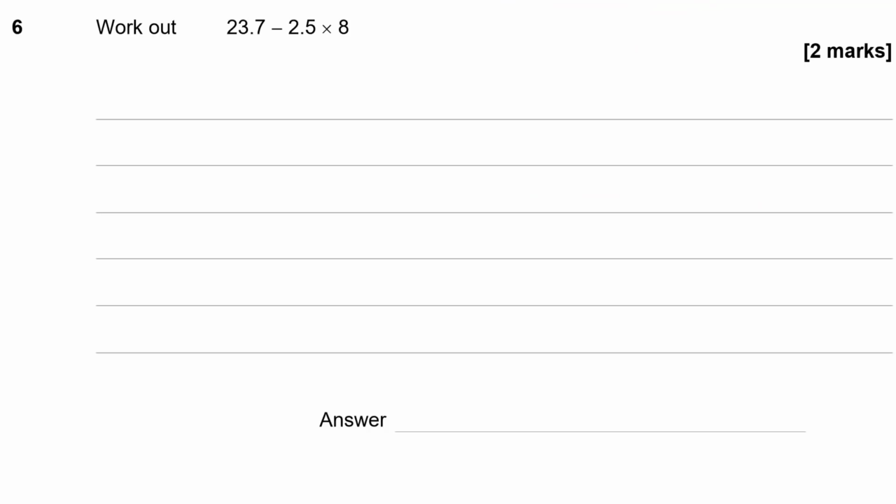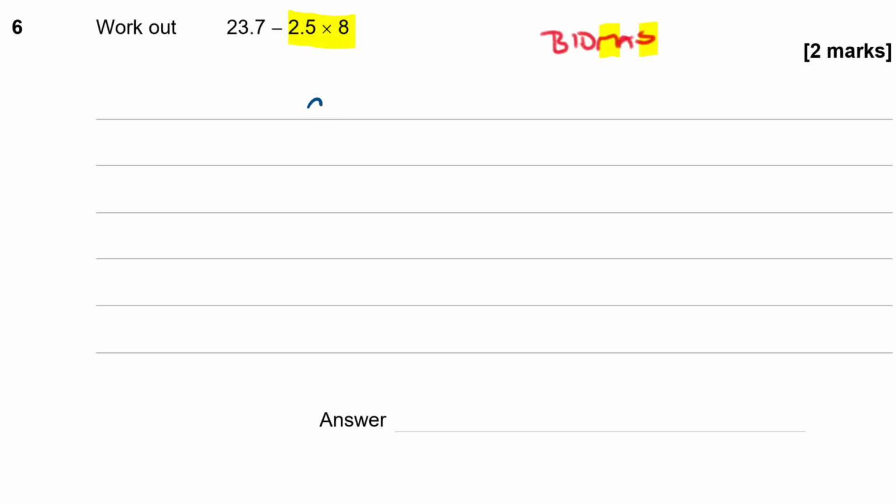Question 6. Work out 23.7 minus 2.5 times 8. Okay, now this is a non-calculator paper, so I can't just shove it into a calculator and press equals. So I'm going to have to work this out. First thing to remember though is this is BIDMAS, order of operations. Now BIDMAS says that multiplication comes before subtraction, so that means we need to do this part of the calculation first. So we're going to have to multiply 2.5 by 8 first, and then subtract the answer from 23.7.